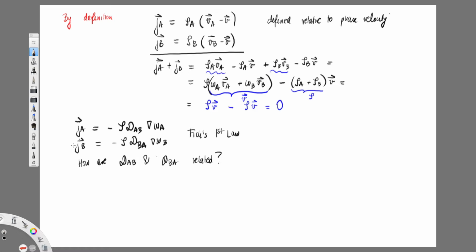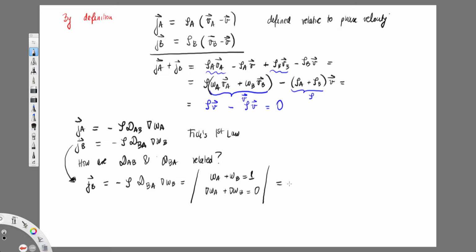My JB I can write as minus rho dBA gradient of omega B, and I will remember that omega A plus omega B is 1. So what is gradient of omega A plus gradient of omega B? Zero. Cool, I can use that. So this is going to be plus rho dBA gradient of omega A.